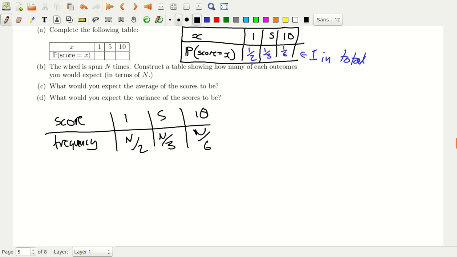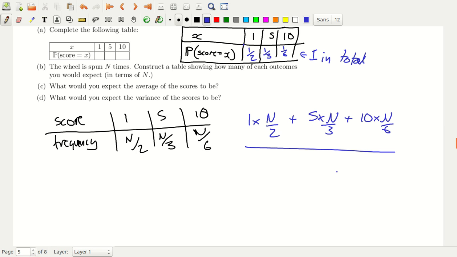So let's look at the average score, the mean of these things, in exactly an analogous way to what we did. We would get the following calculation. 1 times the number of them, which is n over 2, plus 5 times n over 3, plus 10 times n over 6, and all of that would then be divided by n. Now, this is a pretty nasty triple-decker fraction type arrangement. I'm going to rewrite this compound fraction in a new way.